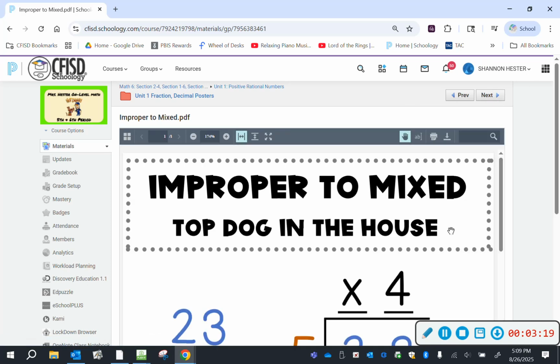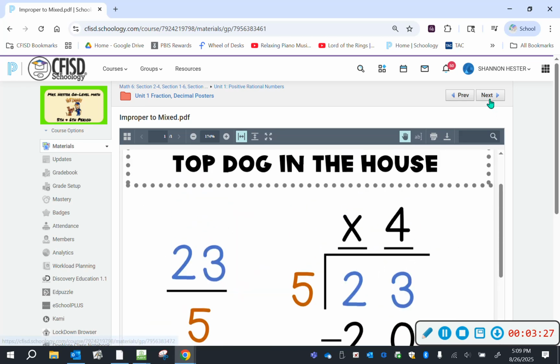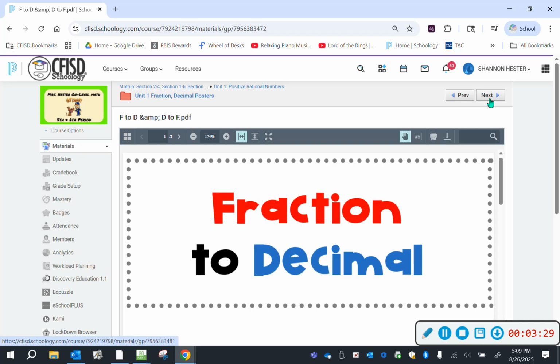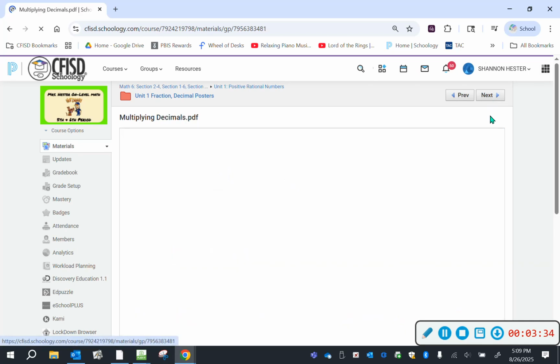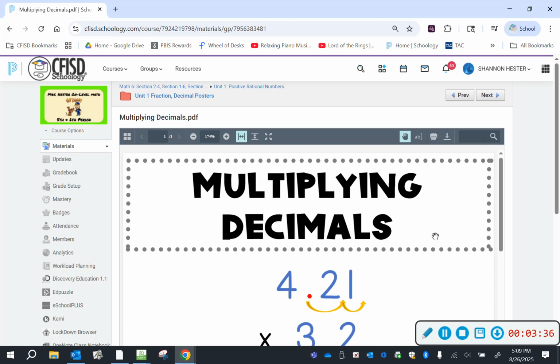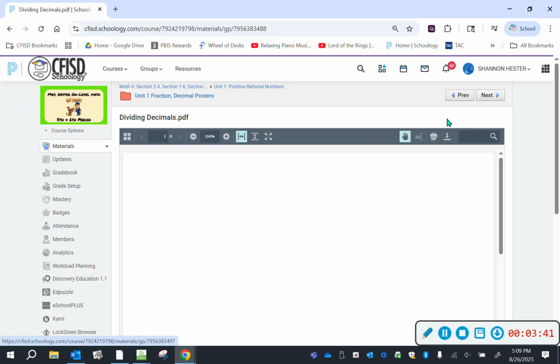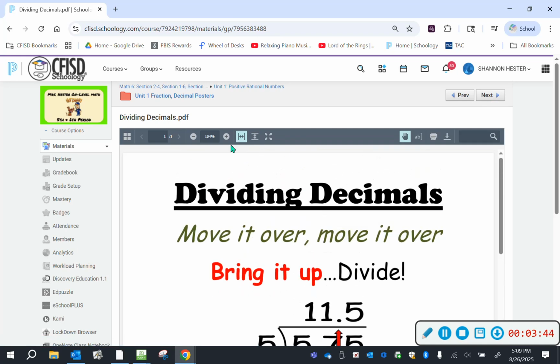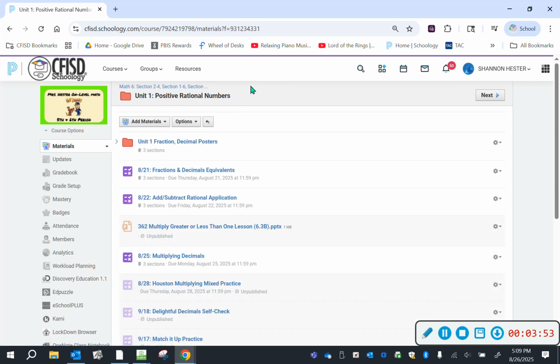We also have how to make an improper fraction back into a mixed number. We call it top dog in the house. It's just dividing. All the instructions are there. Fraction to decimal. There's our strategies. Multiplying decimals, we just did this week. There's our strategies, and so on. So we have all these posters. Dividing decimals, that's coming. In our Unit 1 folder, you are welcome to print these out if you like at home and have them around the desk so the kiddos can see it.